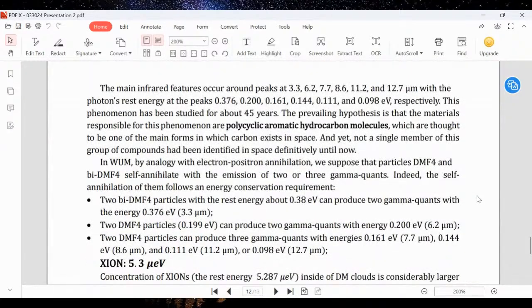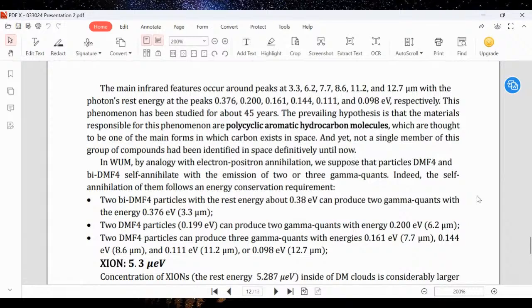The main infrared features occur around peaks at 3.3, 6.2, 7.7, 8.6, 11.2, and 12.7 micrometers, with the photons' rest energy at these peaks having corresponding values, respectively. This phenomenon has been studied for about 45 years.